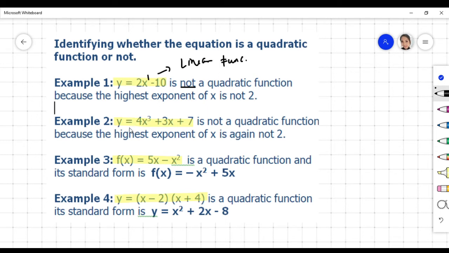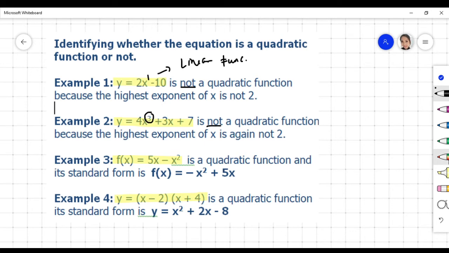Number 2, again, this is not a quadratic function. Notice that the highest exponent of our variable x here is 3, so it's not a quadratic function. Number 3, f of x is equal to 5x minus x squared.